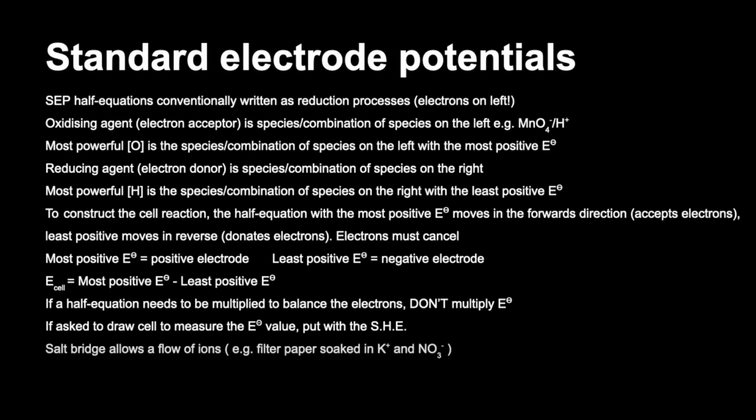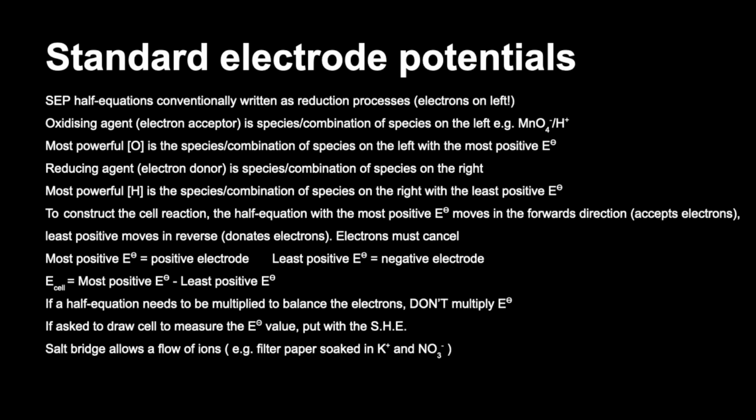The salt bridge allows a flow of ions, remember, so that's typically just a piece of filter paper soaked in an electrolyte. The classic example is potassium nitrate, so it allows the K plus ions and NO3 minus ions to flow into the beakers to balance out the charge difference that builds up. And just remember, when you draw in the diagram, that your salt bridge actually goes into your solutions.